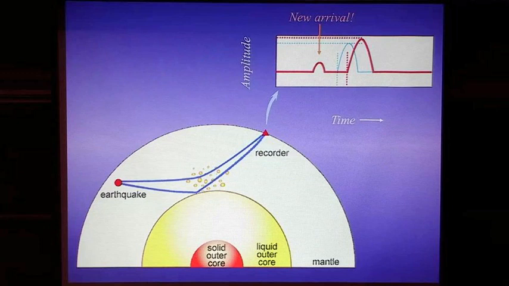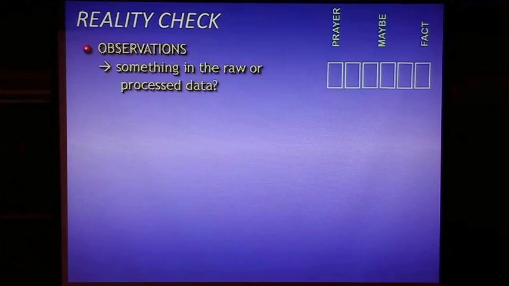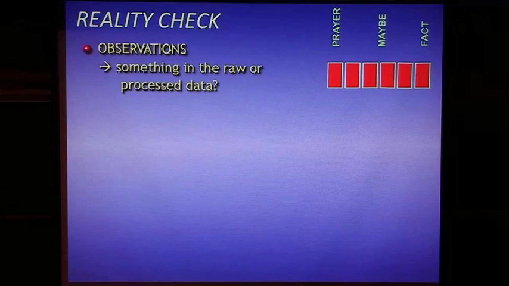As I go through today, just keep in mind that these things are understood to varying degrees of confidence. So I have a little report card I thought I'd start off the day with: what kind of things would seismologists agree upon? The first thing is, is there something in the raw or processed data? I'd call this fact. It's very easy to demonstrate that we see things in the data that are not predicted by these reference models, so there's something going on.